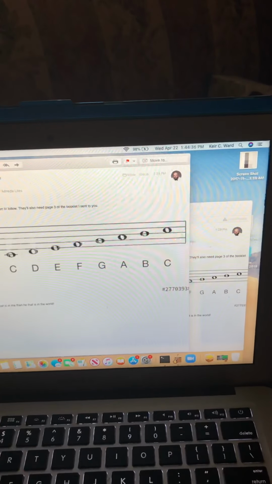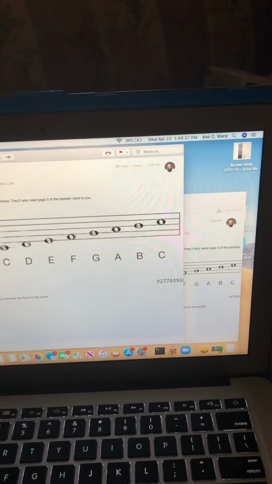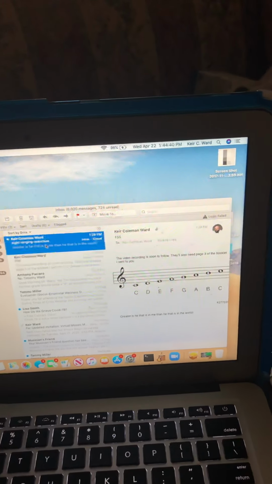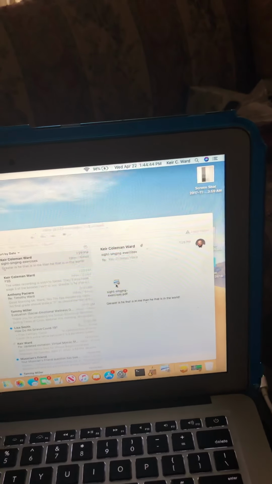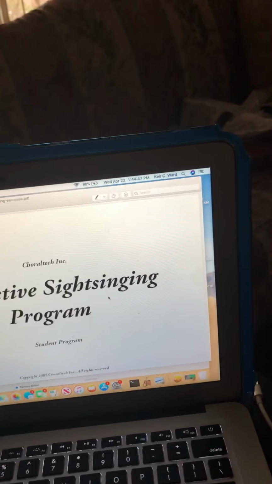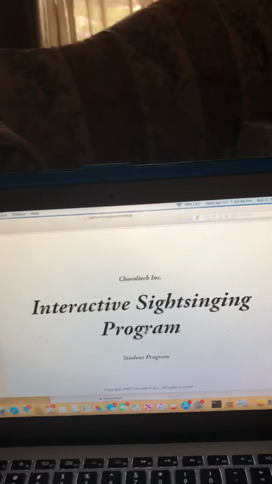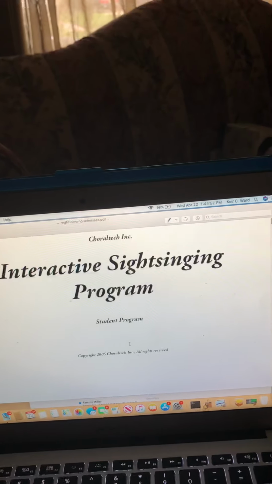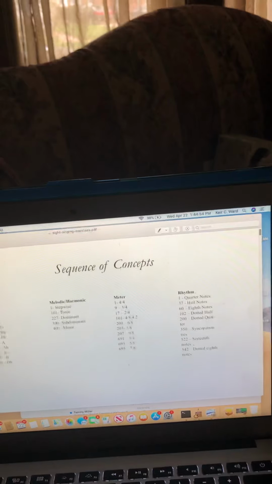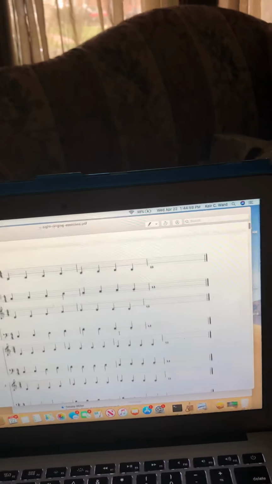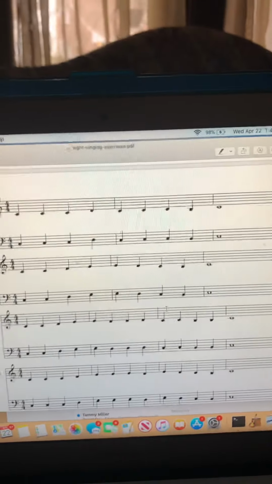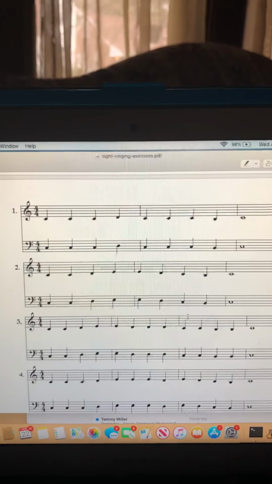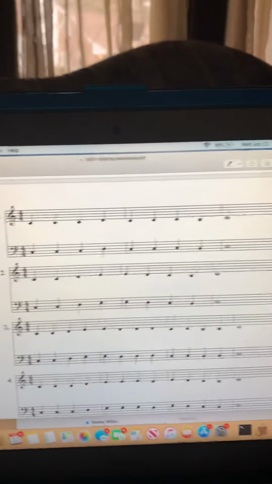Let's see. Hopefully I'm able to open this so you can see it. You should already have this. This was sent to you before, so you should already have this. But I'm going to show this to you on here, and I'm hoping you can see it. Anyway, let's look at exercise 1. I'm going to talk about a few things.